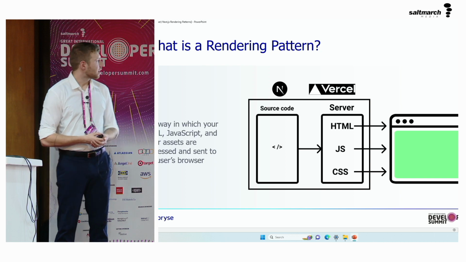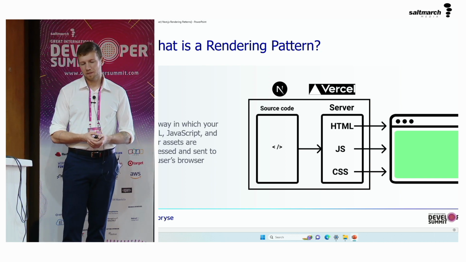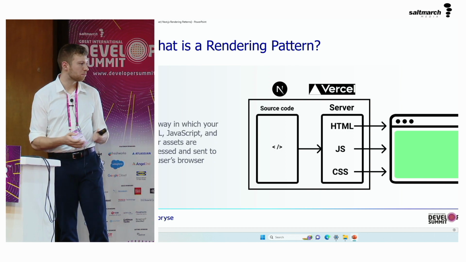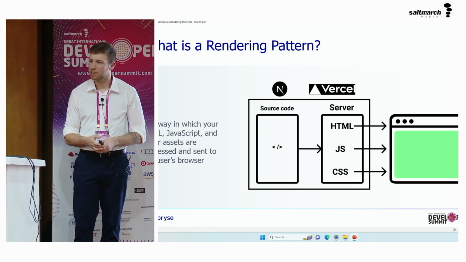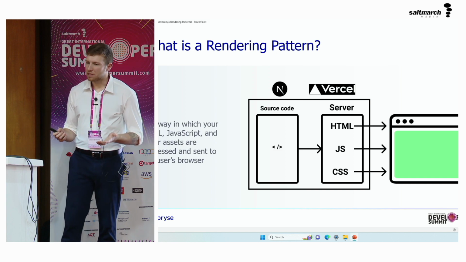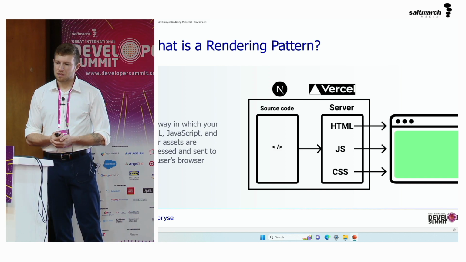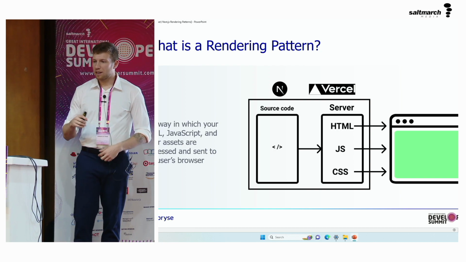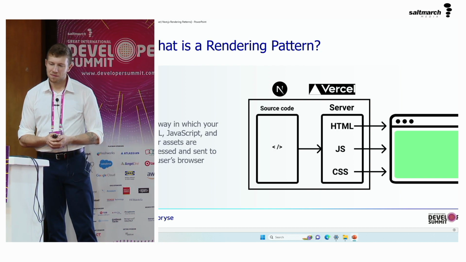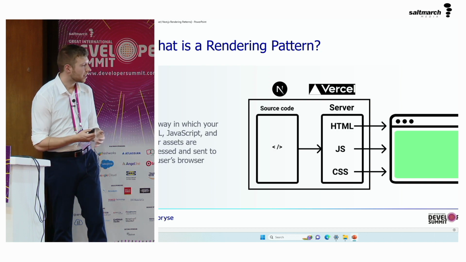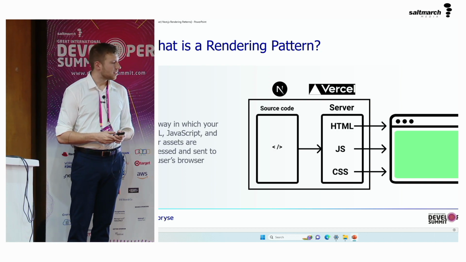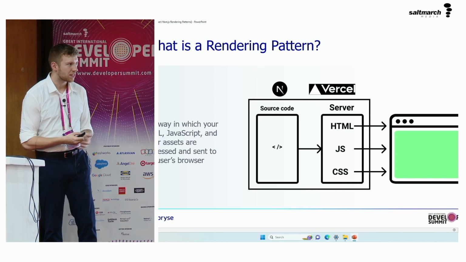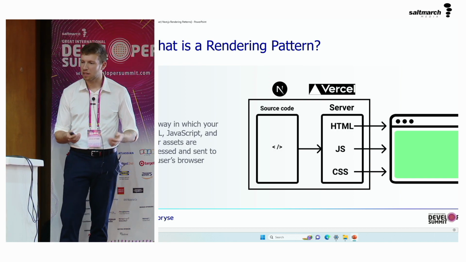And what is a rendering pattern? So in one way or another, all of your assets, your HTML, your JavaScript, CSS, need to be processed and built and eventually served to the browser. There's many different ways this can happen, and each one of these different ways is called a rendering pattern. And there are many different rendering patterns to choose from, which is why I chose this topic today. My goal is to kind of teach you about the different rendering patterns and help you decide which one would make the most sense next time you start an application.